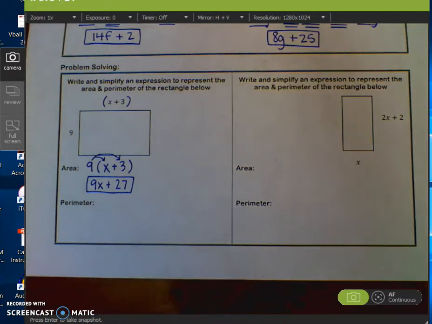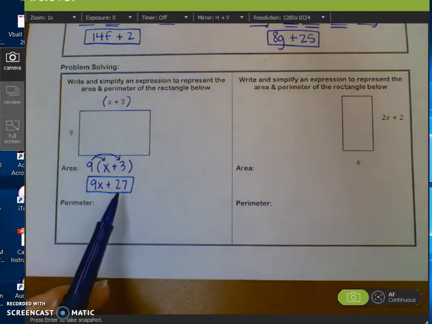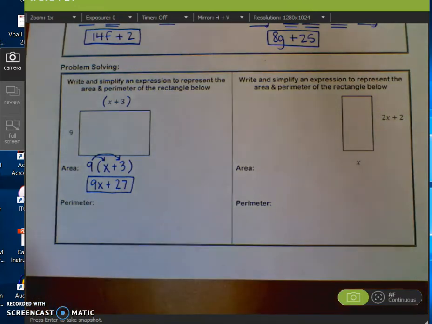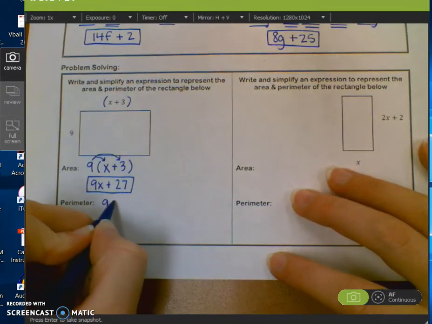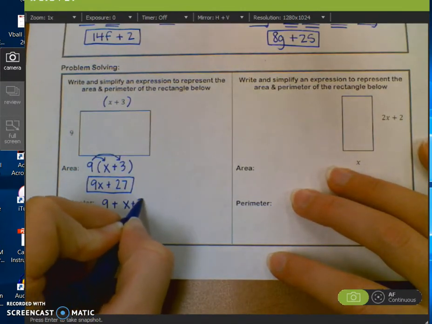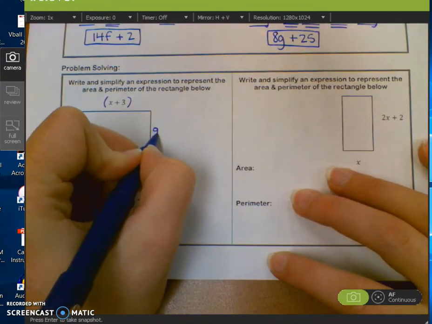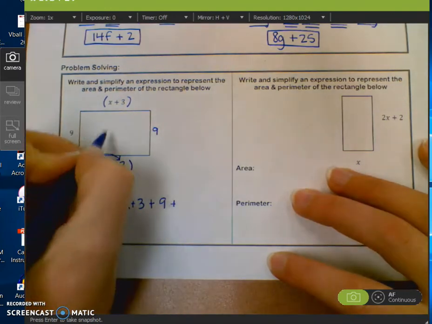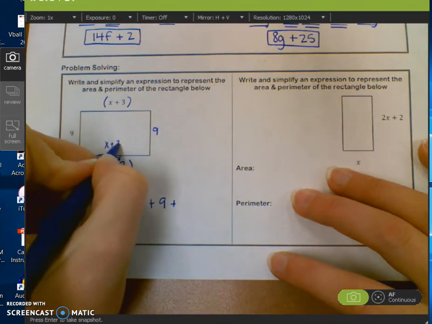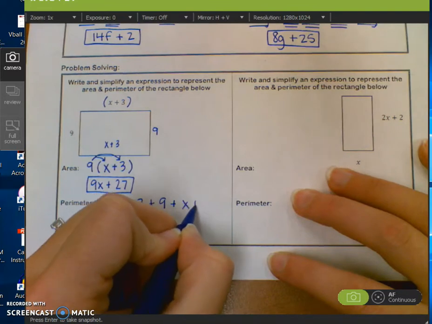It is in simplest form because we don't have any like terms. We've got a term with x, and we've got a constant. For perimeter, we're going to add up all the sides. So we're going to add up 9 plus x plus 3 plus, we know this one is 9, plus the opposite side is always the same, x plus 3 down here.